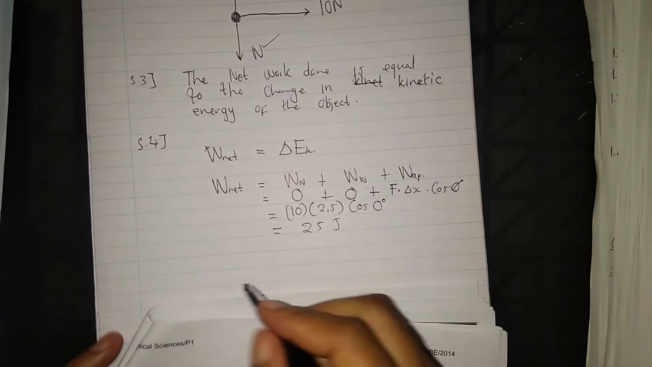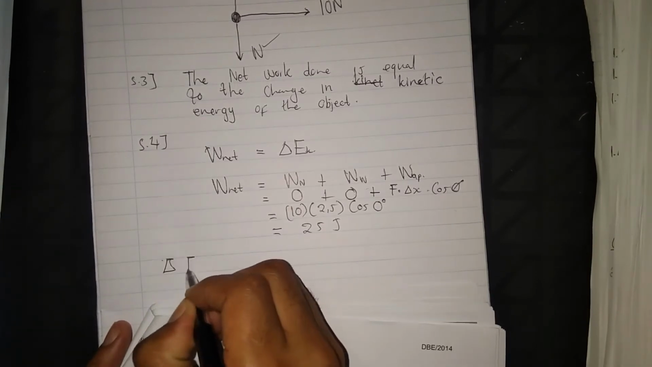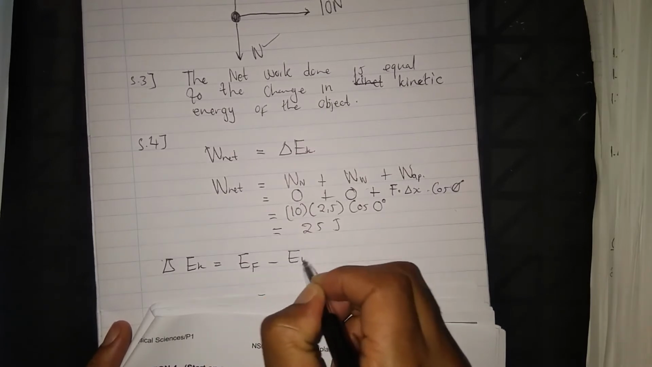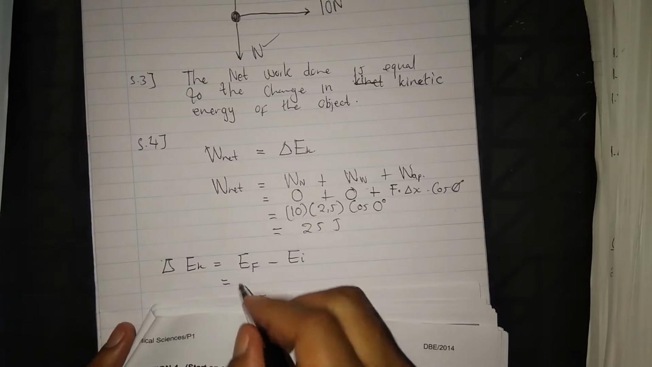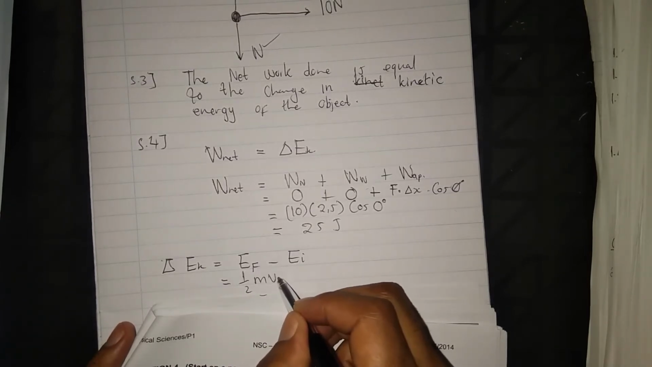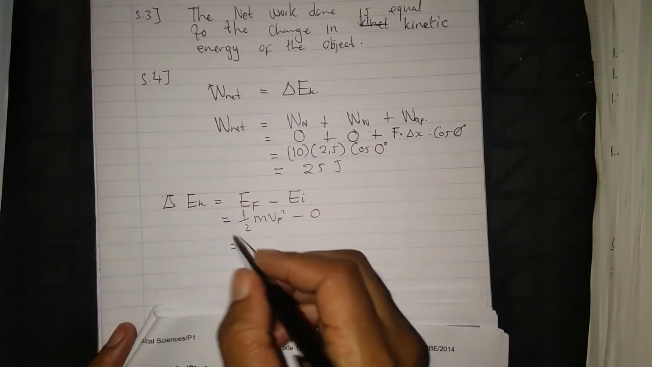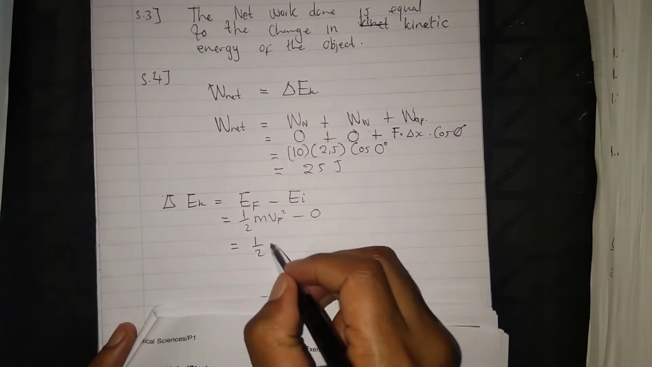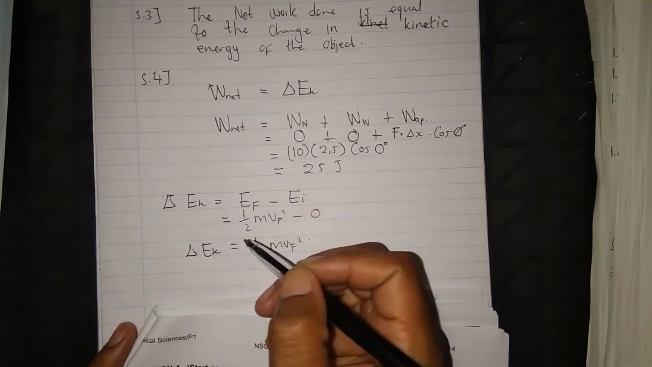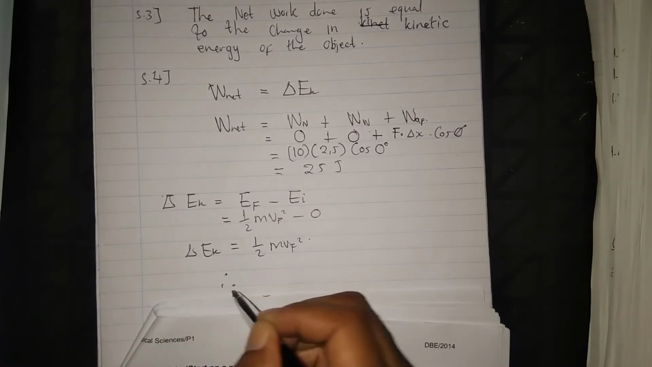So it's 25 joules. The change in kinetic energy is E final minus E initial. E final is half m v final squared, minus zero. So therefore, the change in kinetic energy is just half m v final squared.